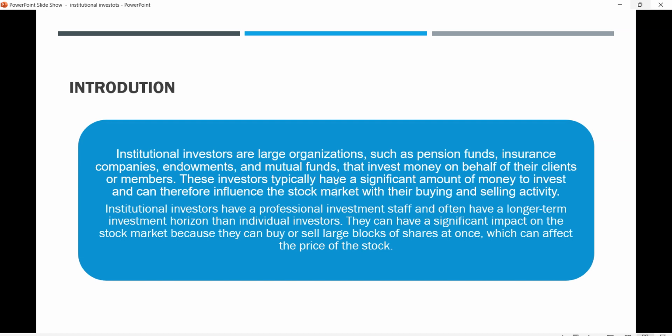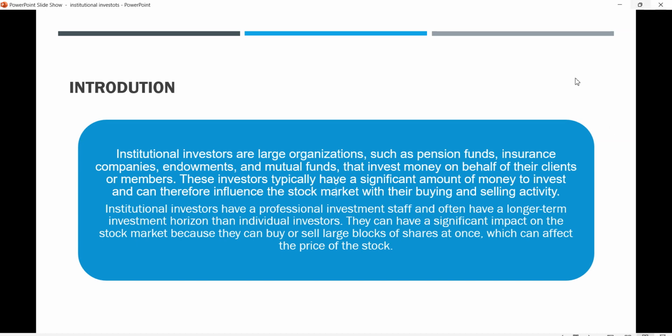So these professional investment staff do their research, and they are having the reports with them where they want to invest their money in those particular stocks or indices. They can have a significant impact on the stock market because they can buy or sell large blocks of shares at once. I will explain this in the example part so that you will understand it much deeper, and it can affect the price of the stock. The institutional investors can affect the price of the stock.